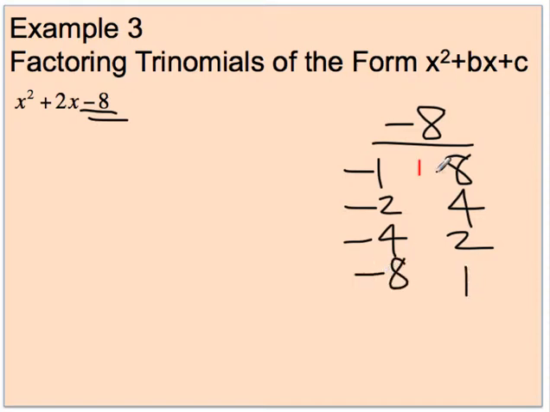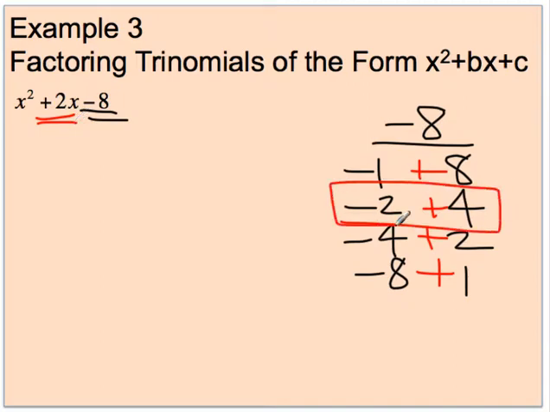We take these numbers and add them together, and we're looking for that middle term. We're looking for that b. So this is the pair that's going to give us +2. So we use x minus 2 times x plus 4.